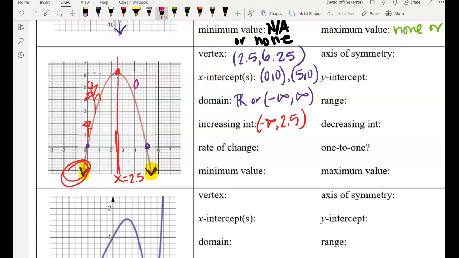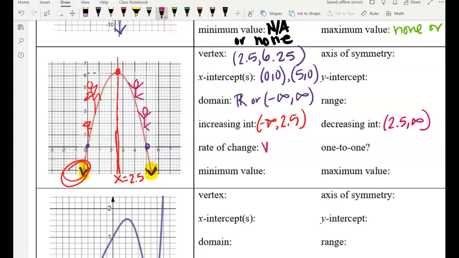Decreasing is on the other side. Decreasing is when y gets less and less. If it gets less and less, meaning that we can slide down. So that means it's going to be 2.5 all the way to infinity for the decreasing x locations, okay?